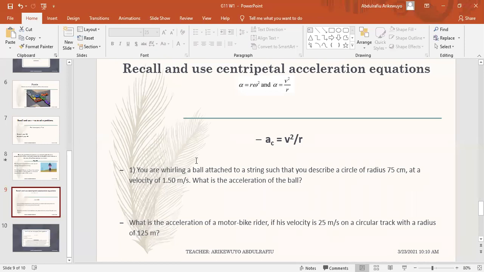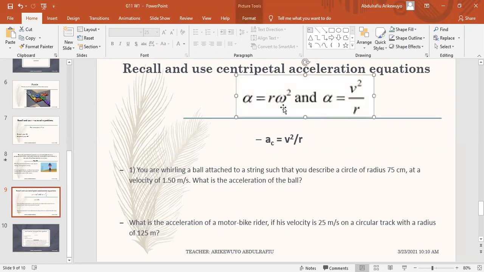Now, the formula for centripetal acceleration is this: v squared divided by r. Are you following? There are three formulas. Look at it here. This is two of them. A equals r omega squared, and A equals v squared over r. I'm sure you remember that r is the radius, omega is the angular speed, and v is the linear speed. Is that okay?